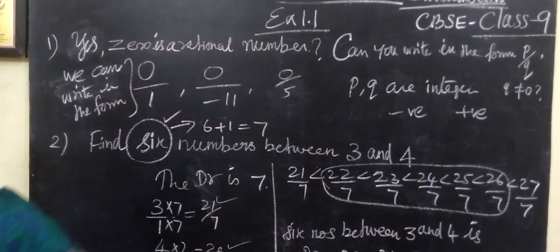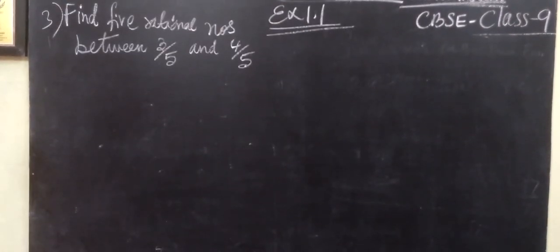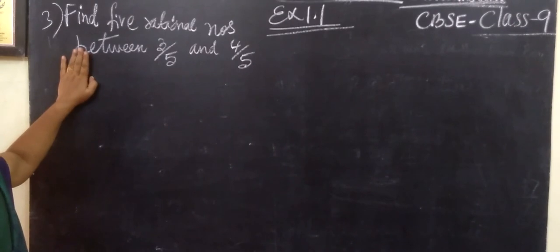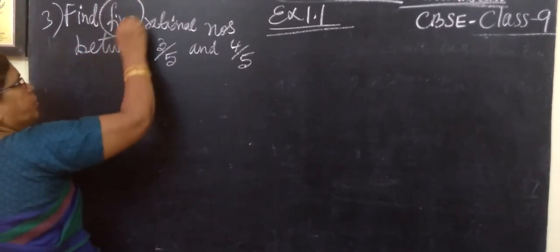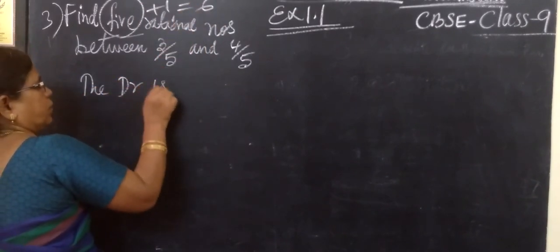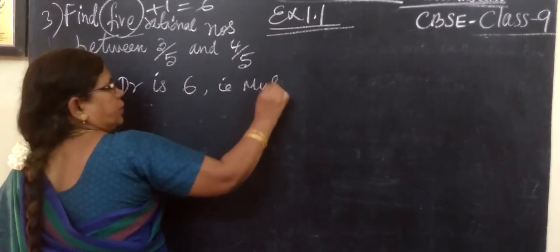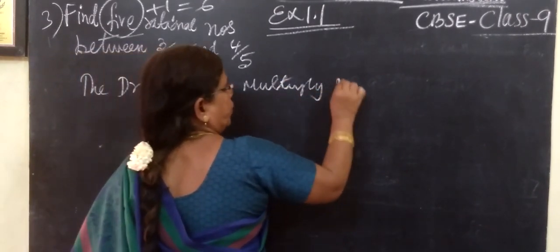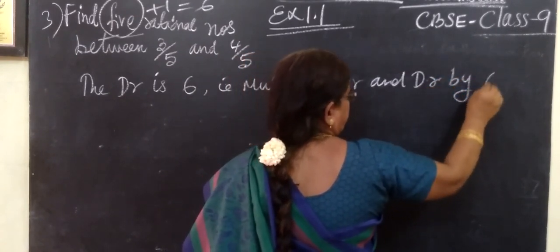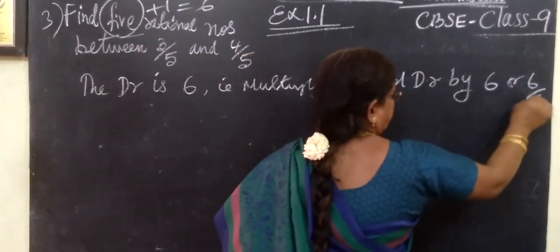And one more sum we have. Question number 3: find 5 rational numbers between 3 by 5 and 4 by 5. 5 rational numbers means add 1, so 6. So the denominator is 6. So multiply the numerator and denominator by 6, or in this way you can write 6 by 6.